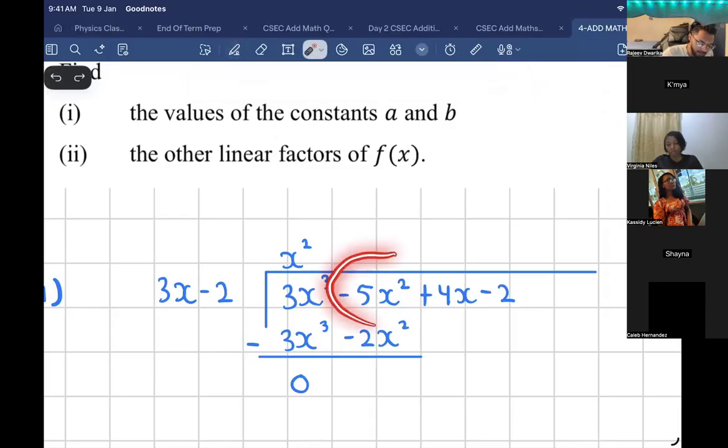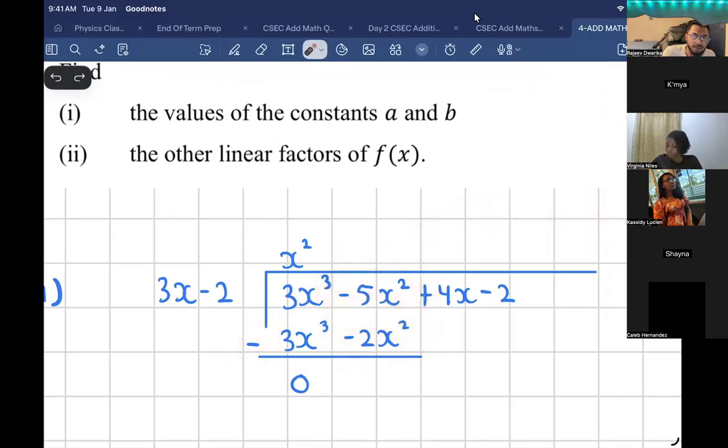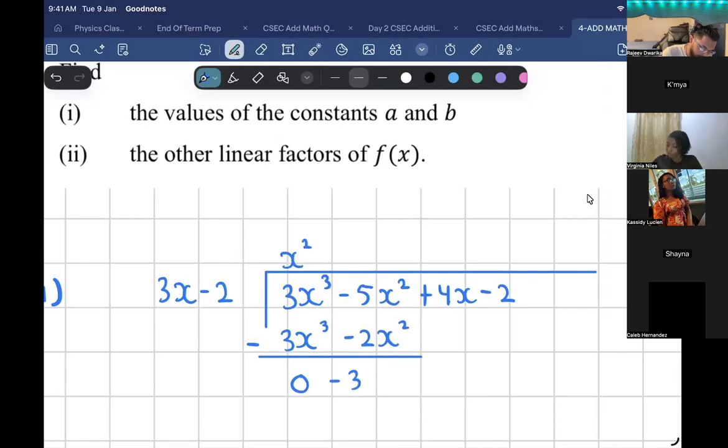Nah, gotta be careful. So you have minus 5x squared here, and then you have minus 2x squared. So minus 1 minus, I'll turn it to plus. What's minus 5x squared plus 2x squared? Minus 3x squared. Yeah, minus 3x squared. And then I'm gonna do what?